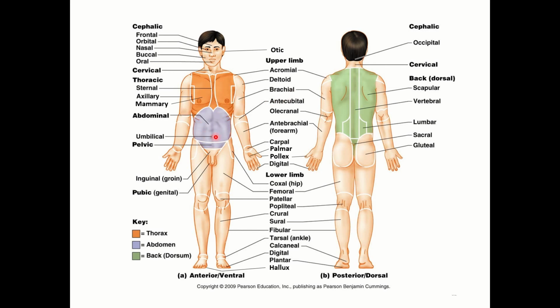The abdominal region is very large, and it also includes the umbilical, which is the belly button. Inferior to the abdominal is the pelvic region. Inferior to the pelvic region is the inguinal or groin. And inferior to the groin is the pubic or genital.